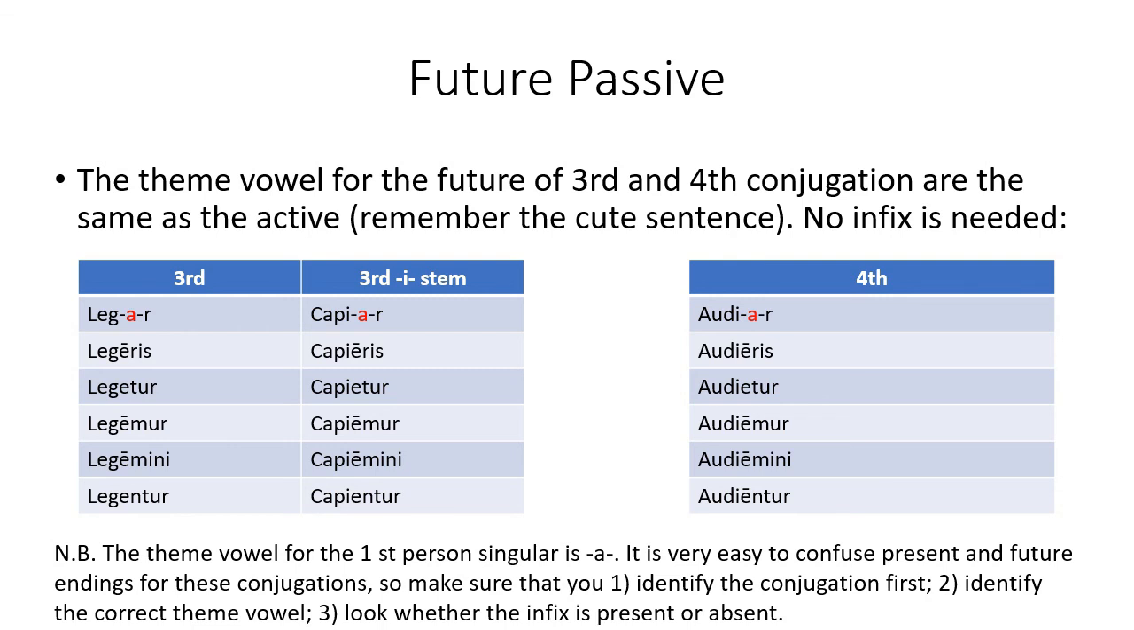So everything that we have said for the active is valid for the passive too. So the theme vowel for the first person singular is an A, which is an exception even for the active. And so it is very easy, of course, even here to confuse the forms of the present and future. So you have to remember these 3 steps. Identify the conjugation, identify the correct theme vowel, and look whether the infix is present or absent.